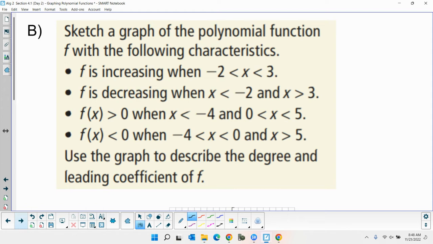Again, do the greater than 0 and less than 0, positive and negative first. Then think about increasing, decreasing.